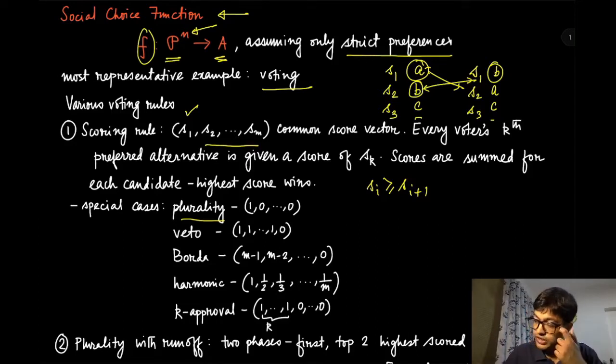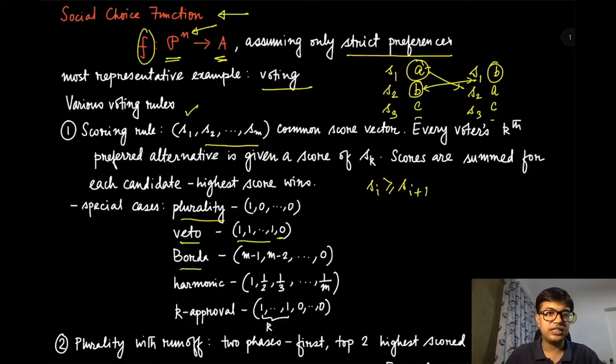So veto is another type of scoring rule, where you have only one alternative which you don't want to include. For all the other alternatives, you have the same score of 1.